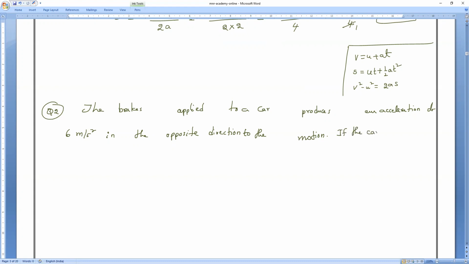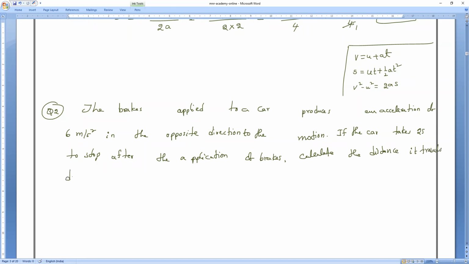If the car takes 2 seconds to stop. Stop means what is the velocity? Zero. Final velocity or initial velocity? Final velocity, because applying brakes. Calculate the distance it travels during this time.